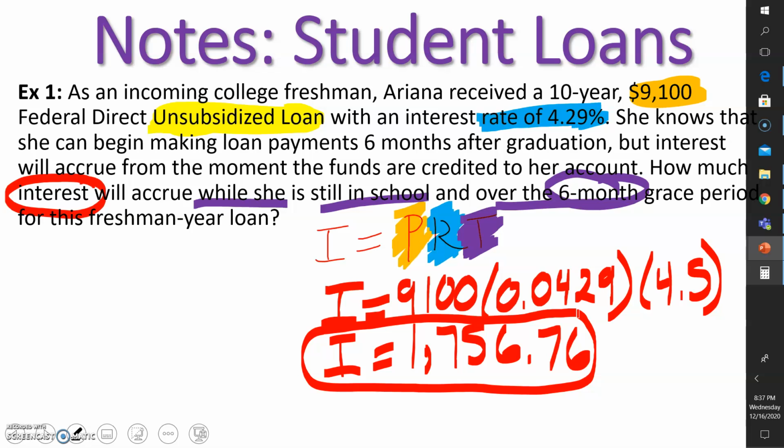Now, you do have to keep in mind this loan is just for freshman year. So Ariana will likely take out another loan for another $9,100 or more, depending on if the tuition changes, for sophomore year, for junior year, and senior year. And each year, interest will be accruing on each of those.